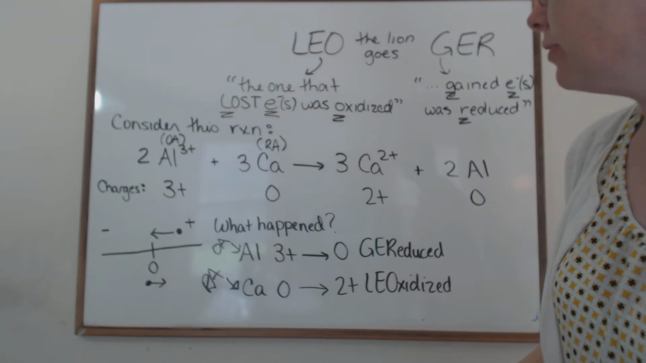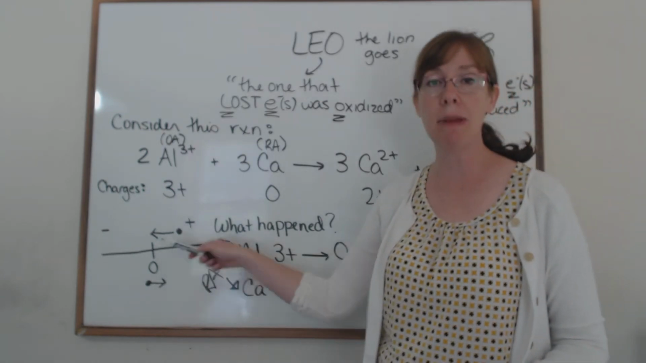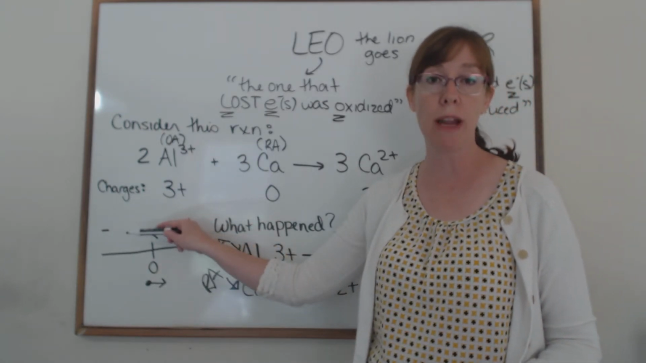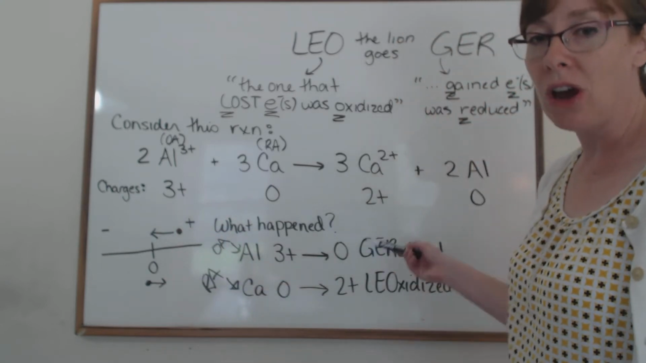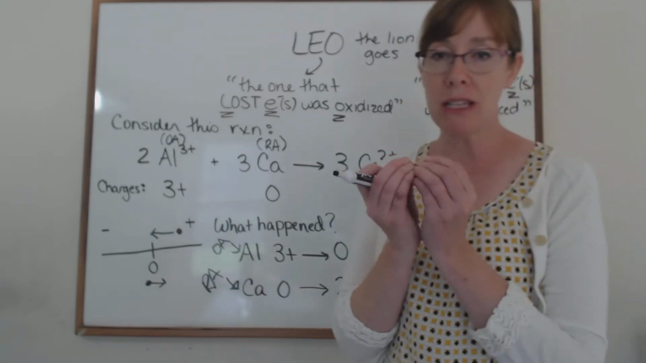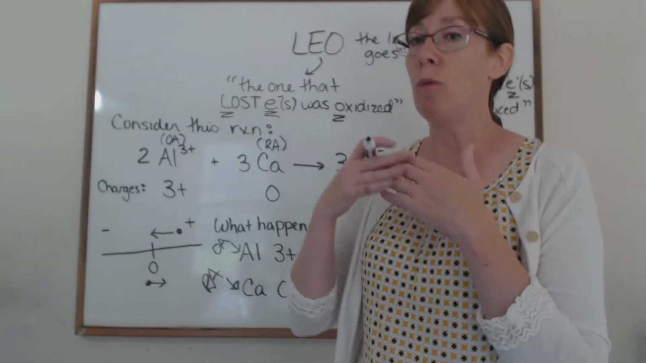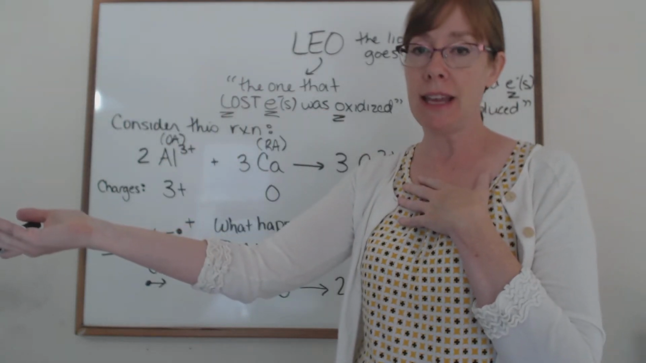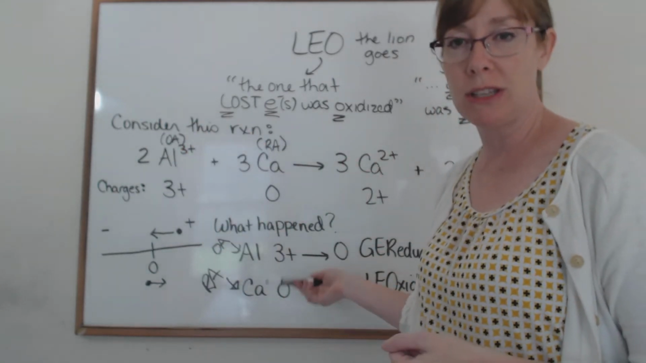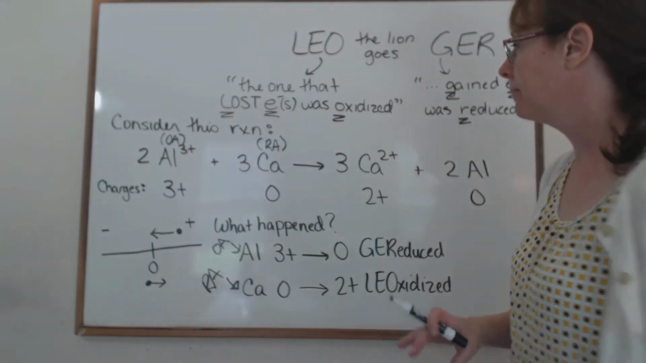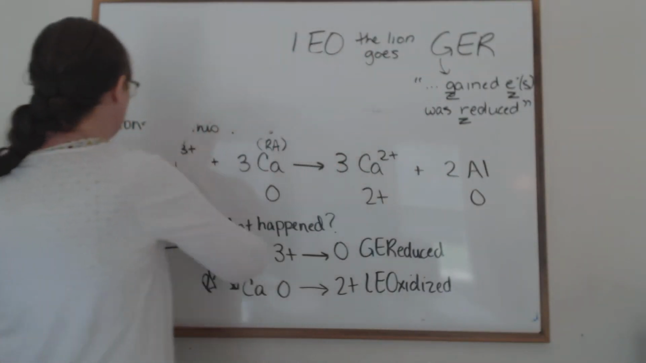Okay, so that's the other thing I want you to notice, that a number line can be helpful for figuring out which one got more negative, which one is reduced. And then, of course, the other one is always going to be oxidized. Anytime there's a transfer, just logically speaking, if one person loses, the other person has to gain. So with transfers, you'll always have both. You're never going to have both species get reduced. That's an impossibility.